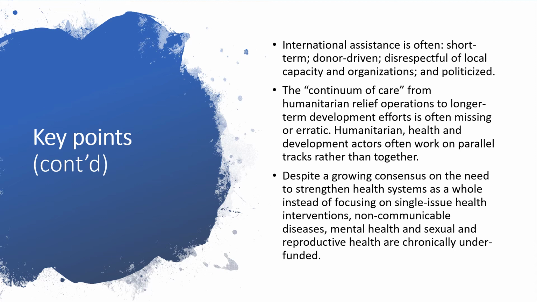The next point is that despite a growing consensus on the need to strengthen health systems as a whole, instead of focusing on single-issue health interventions, non-communicable diseases, mental health, and sexual and reproductive health are chronically underfunded. The video by Siri Tellier talks about this at some length, and says that recently we've seen many migrants and movements of people from middle-income countries, for instance, Syria, and these migrants tend to be older, and they also tend to suffer from a variety of non-communicable diseases, whether it's heart disease or diabetes or kidney problems, both because of the kinds of countries they come to, but also because of their age.